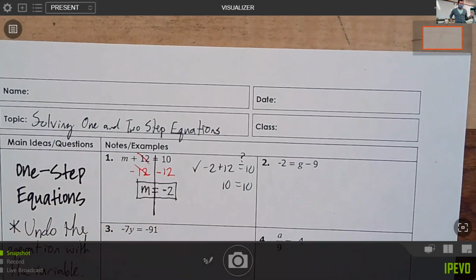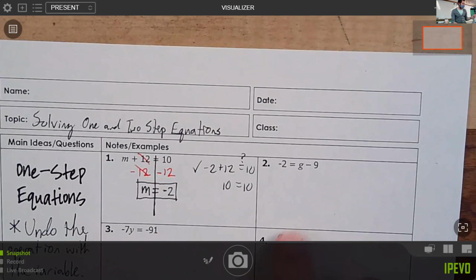So there are going to be 4, maybe even 5 different ways that we can solve. There will be 5. 5 different ways that we can solve one-step equations. We're looking at 1- and 2-step equations today. So that's our first one right there.